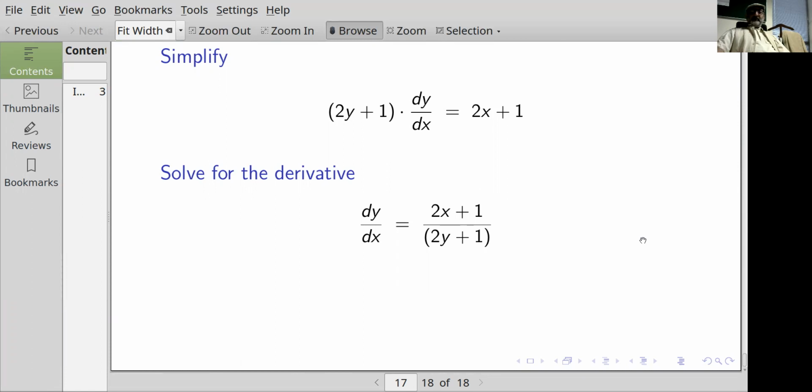Okay. So in the next segment, we will go on to consider a topic which is called related rates. Again, the idea is you differentiate an expression and then you solve for the derivative that you are looking for.